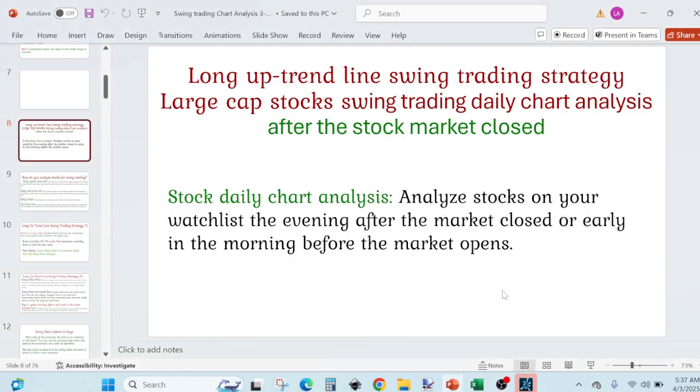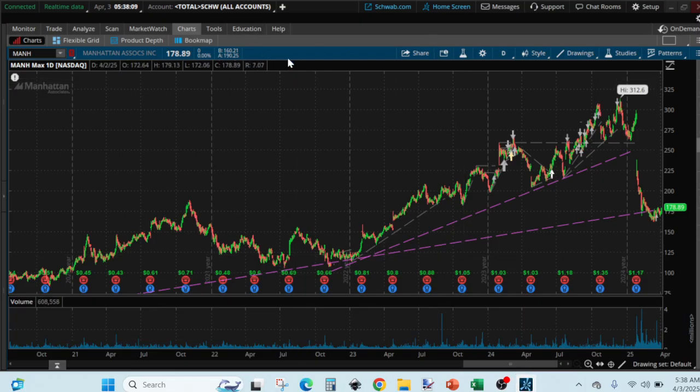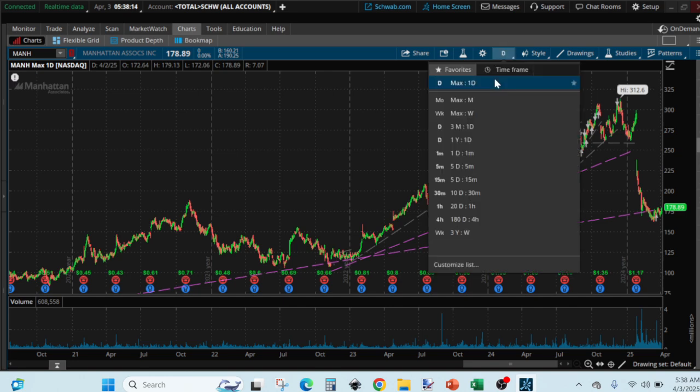Hello, how do you do swing trading daily chart analysis if you are swing trading upward large cap stocks using the long up to long swing trading strategy? We have our watch list here and we are going to analyze three stocks from the list, and the first one is APH. So to swing trade you can use the daily chart.